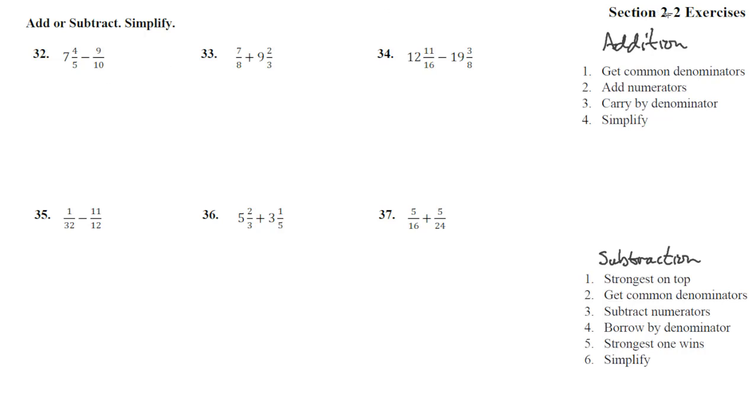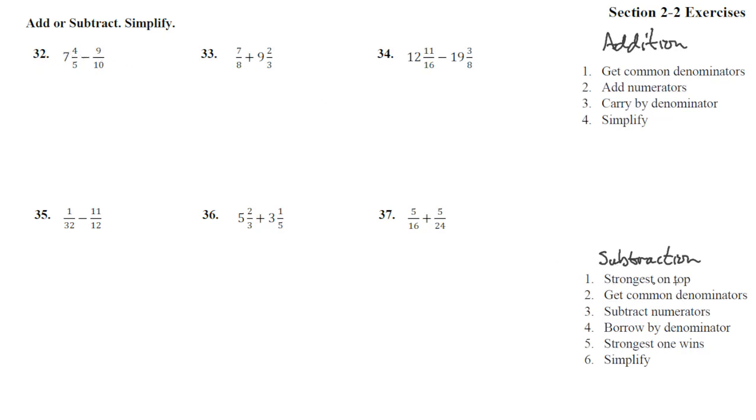Here we are in section 2-2, exercises numbers 32 through 37, dealing with adding or subtracting fractions. So here for reference, we have the steps for addition. Here we have the steps for subtraction. All right, number 32. So 7 4/5 minus 9/10.